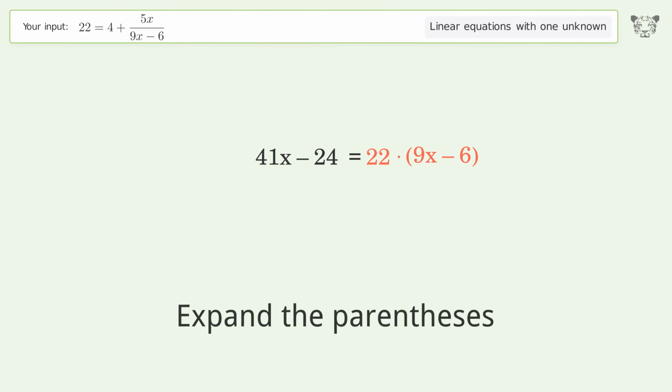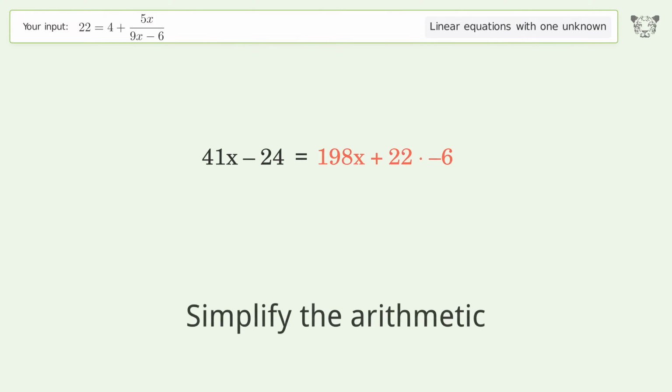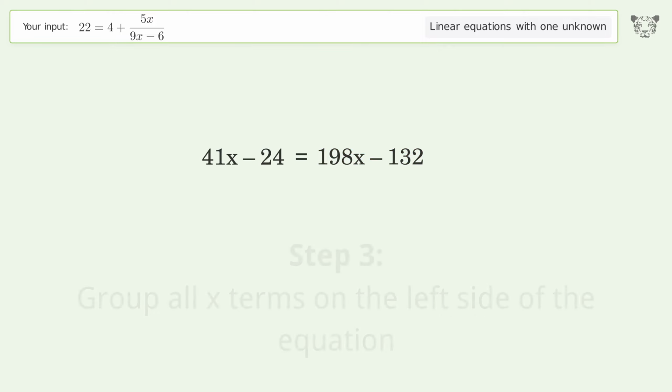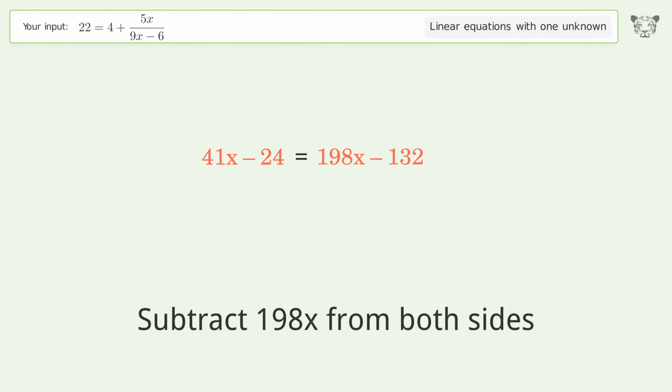Expand the parentheses. Multiply the coefficients. Simplify the arithmetic. Group all x terms on the left side of the equation. Subtract 198x from both sides.